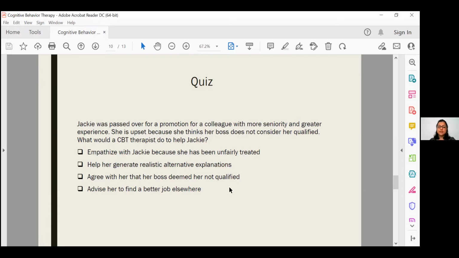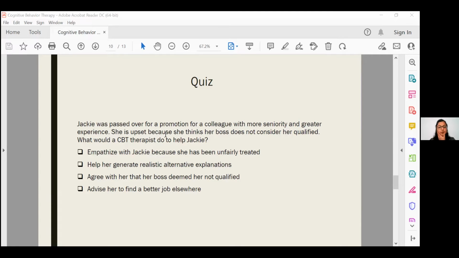So what you have to do as a therapist is address that cognitive distortion. Why does she think that her boss thinks that she's not qualified? And what can be more possible explanations for a promotion for a colleague with more seniority and greater experience? That he has more seniority, that he has greater experience, that I can be promoted too, provided I have some more skills. If it doesn't work here, I can go elsewhere. But what I have to do is get more skills. It is not my boss's problem that I was not promoted. It is something that is still in my control. Okay? Any questions on this?